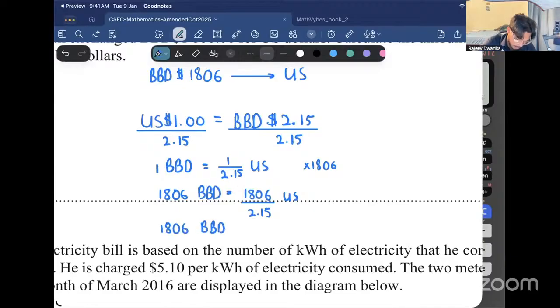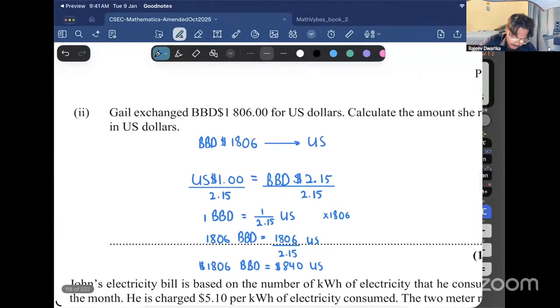Anybody else get that? Yes, sir. 840? Yep. Big up. Like I say, if you wanted to get the answer immediately, all you had to do was take 1806 and divide it by 2.15.